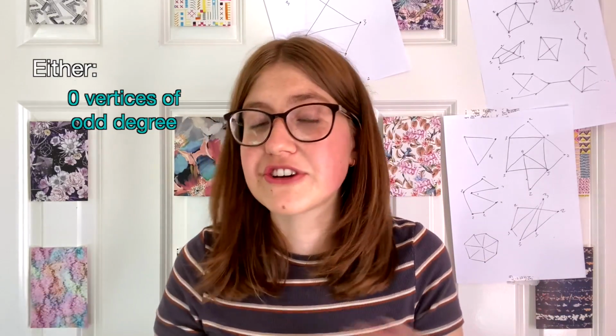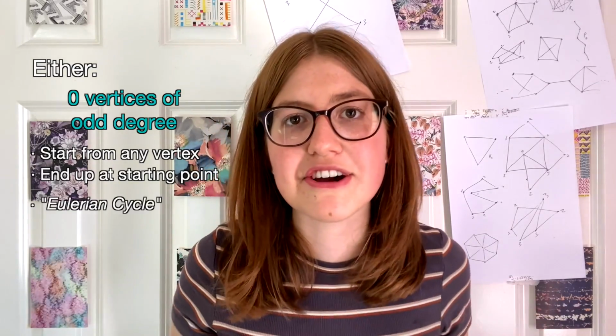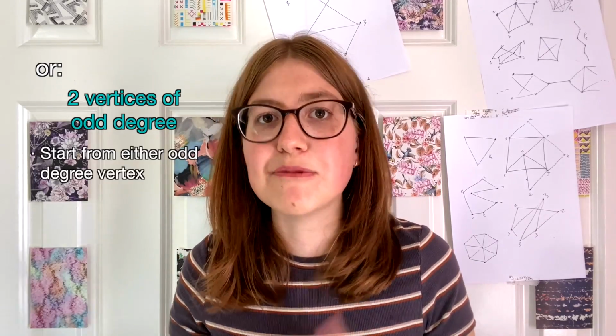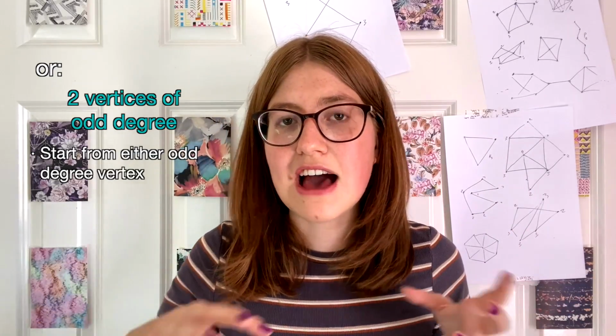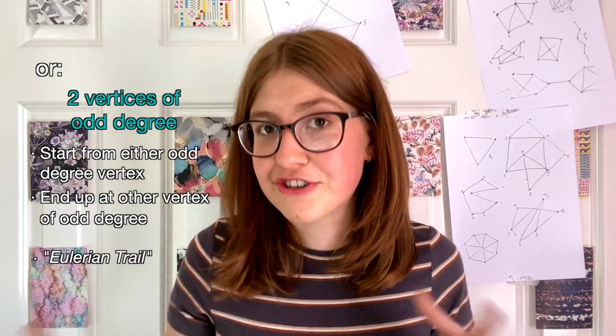So in order for a graph to be traversible, we need that either none of the vertices have odd degree, in which case we can start from any vertex and we'll end up back where we started, and this is called an Eulerian cycle. Or we need that there are exactly 2 vertices of odd degree, in which case we can start from either odd vertex and we'll end up at the other vertex of odd degree, and this is called an Eulerian trail. Let's have a look at our first graph to see if this makes sense.